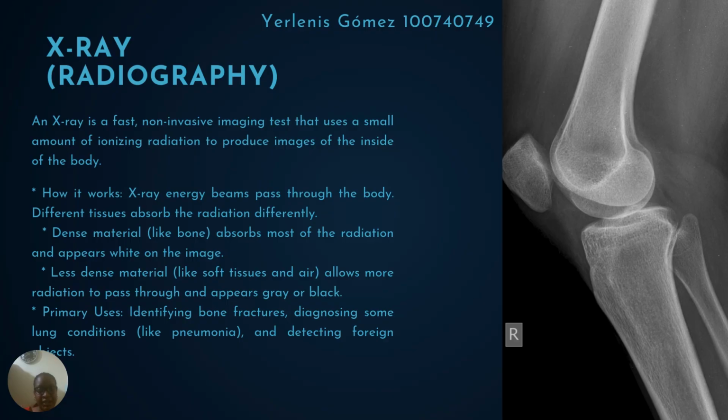The X-ray energy beams pass through the body. Different tissues absorb the radiation differently. For example, dense material like bone absorbs most of the radiation and appears white on the images. On the image, as we can see in this example on the screen, that is the bone of a leg. And now, less dense material like soft tissue and air allows more radiation to pass through and appears gray or black, like we can see in the muscle of this leg.